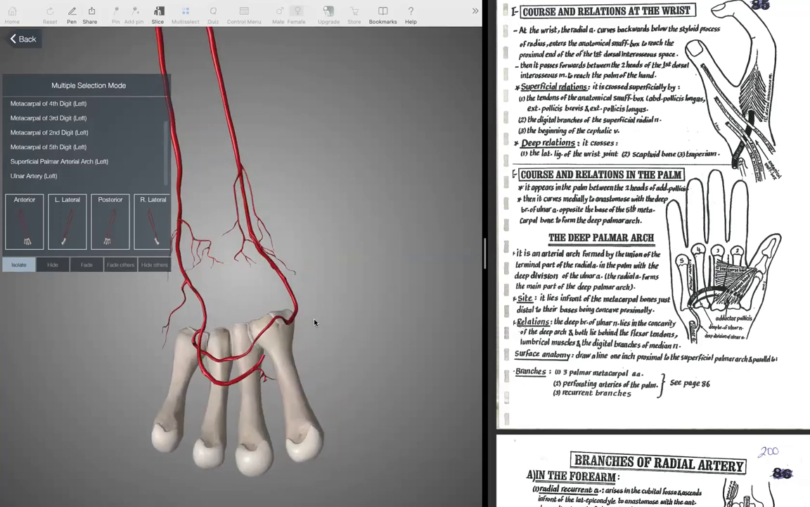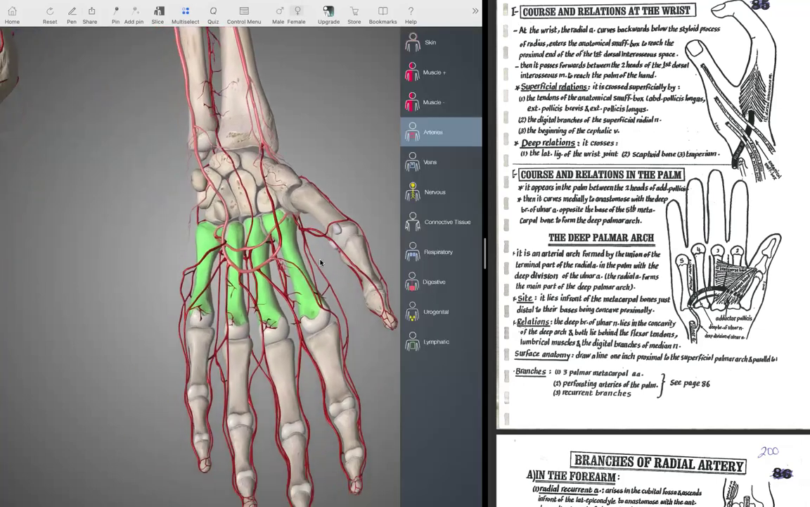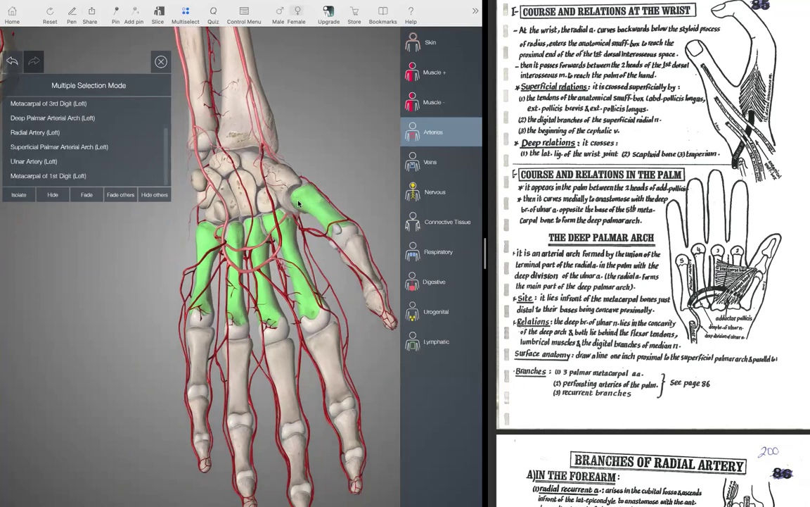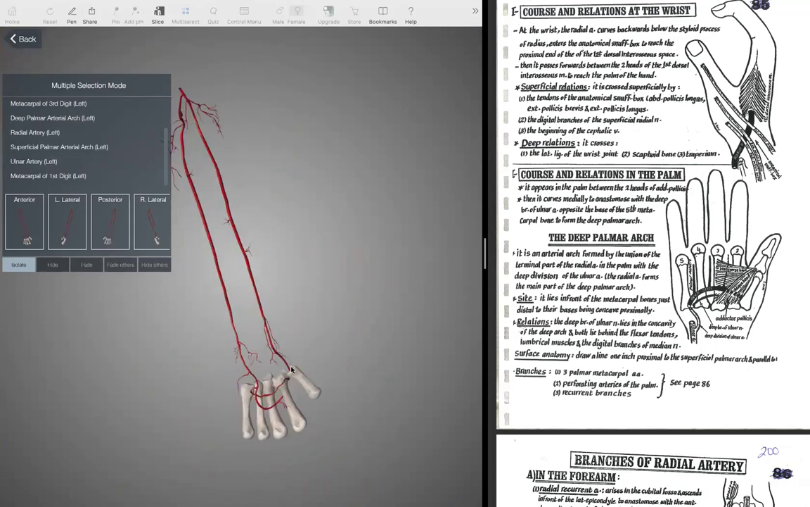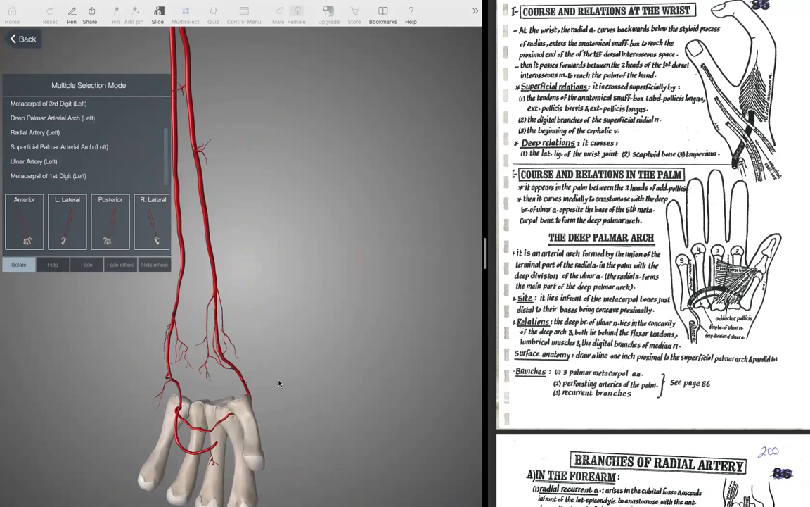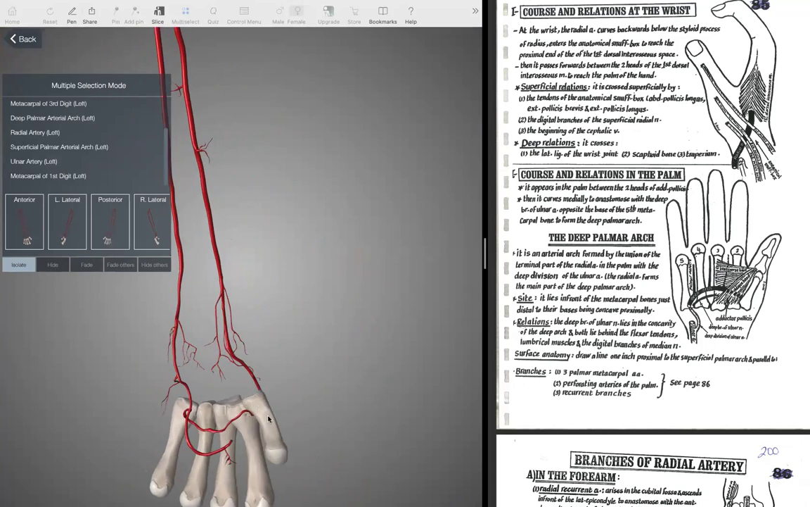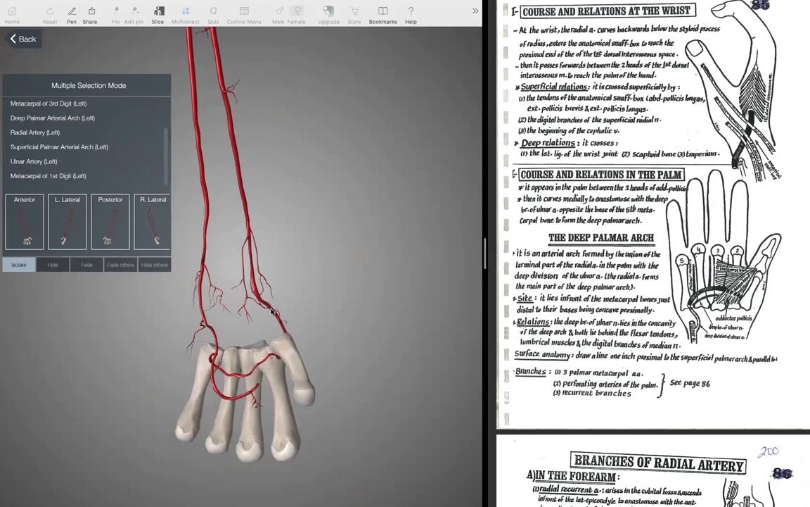Radial artery. Okay, comes behind the thumb. I didn't select the thumb. Here. There. You see it. Okay. And behind the thumb and enters in front of metacarpal bones distal to their bases, near the bases. Okay.